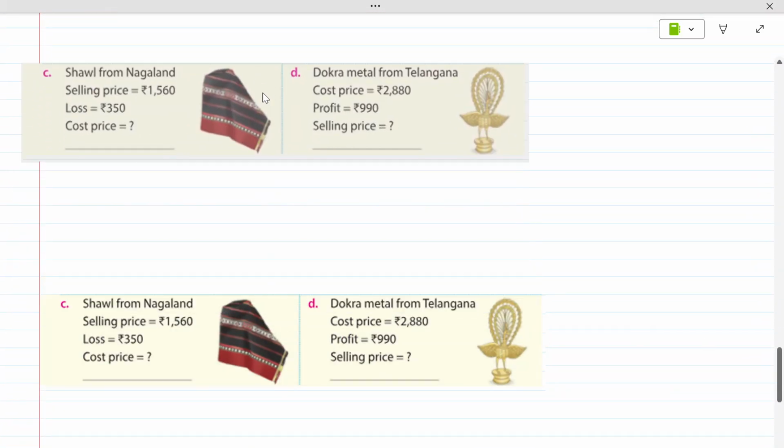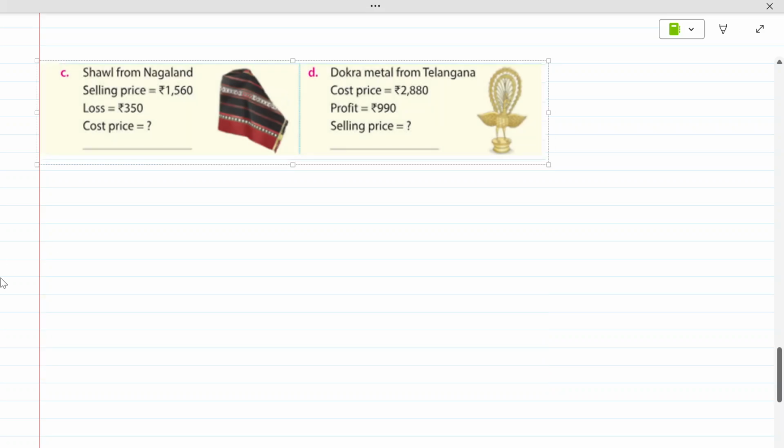Now, the next part here is C and D portions. Although you can do it yourself, I am still telling you how to do these questions. The product is a shawl from Nagaland. It has a selling price of 1560 and a loss of 350. And what we have to do is find the cost price. So it's a case of loss, which means the cost price is greater than the selling price.